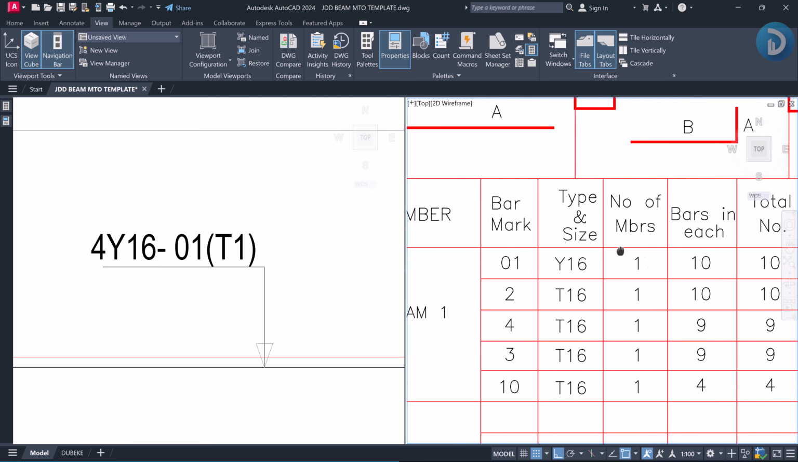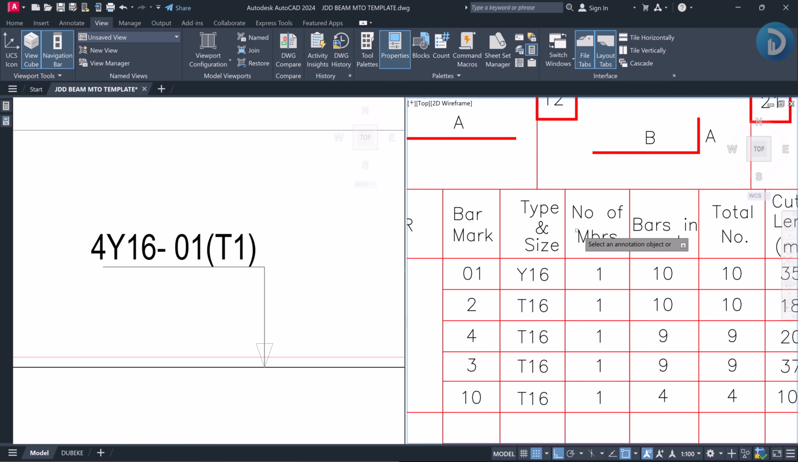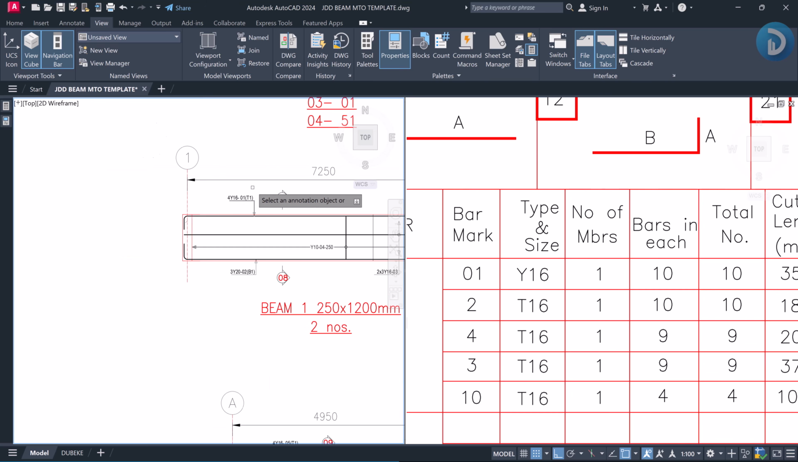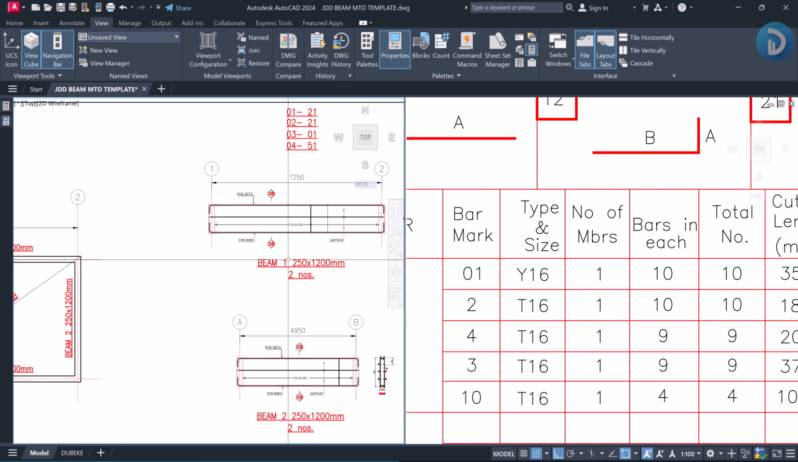Now the next item we need to get here is the number of members on this respective model. Do not forget that this is our beam 1, and for beam 1 we have two numbers.